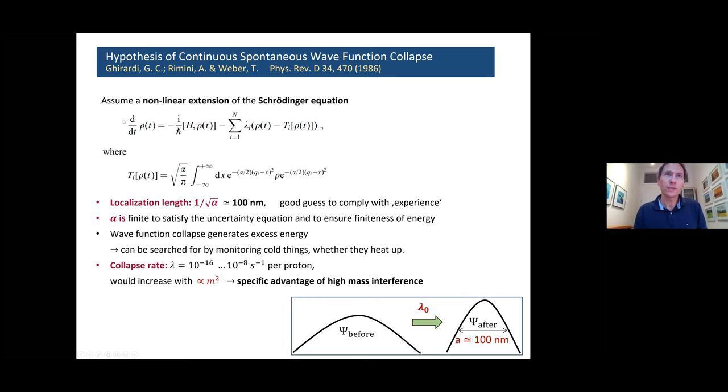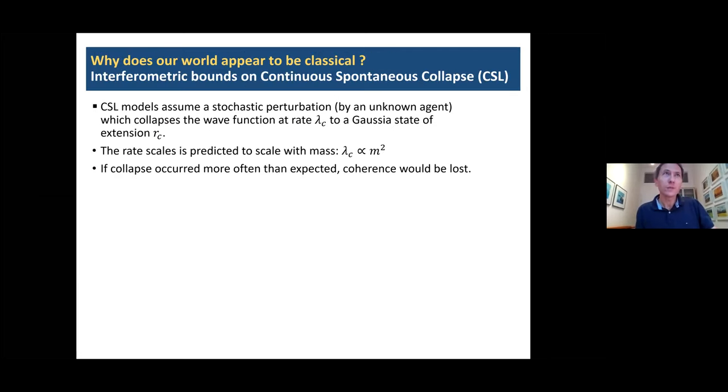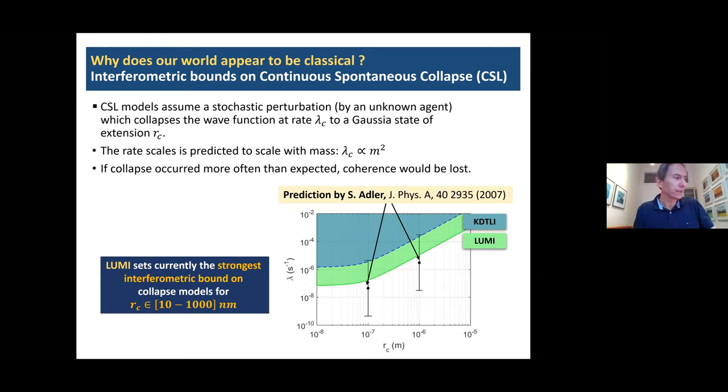Just to point out briefly, in this master equation, there's the typical von Neumann part, which is the coherent part, and then there's this collapse rate, lambda, and it collapses, in this particular model, to a Gaussian state, and the width of this state is what we're interested in. With our experiments with the 28,000 mass unit particles, delocalized over 266 nanometers over 10 milliseconds or so, that already sets some bounds. And I emphasize that these are interferometric bounds on these collapse models.